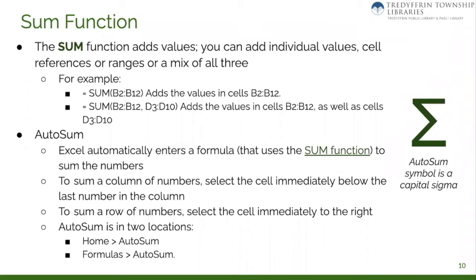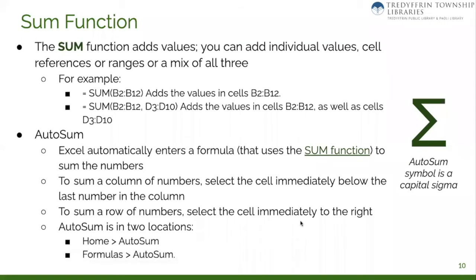And then Autosum is in two locations. You can find it as a shortcut in the Home ribbon, I believe all the way to the right. And then you can also find it in the Formulas tab on the ribbon, and it'll have a large sigma. So the Autosum is a capital sigma, or that kind of funky E.